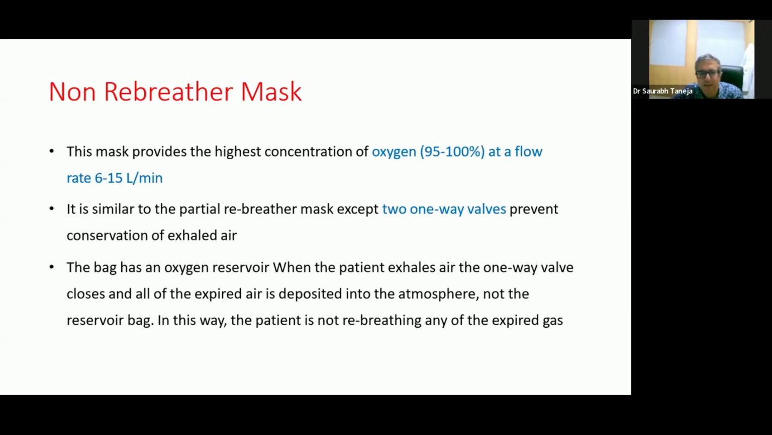That is why it can give a higher concentration of oxygen, but you have to open the flow meter to at least 12 to 15 liters per minute. Next slide, please.